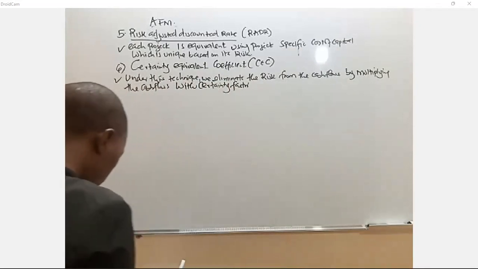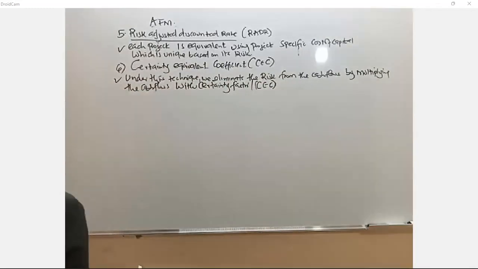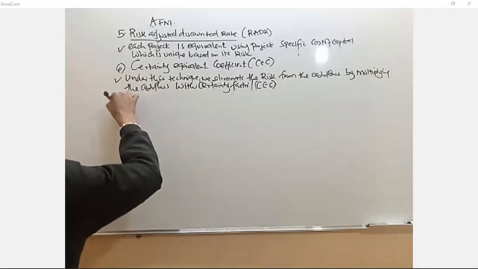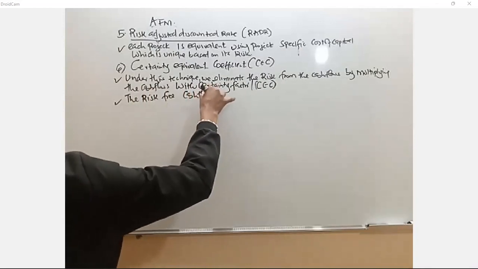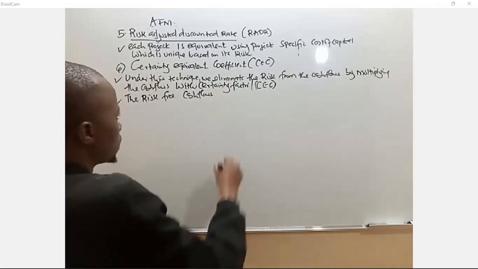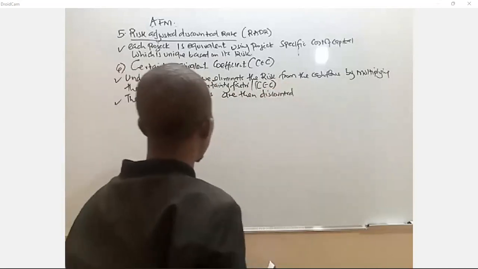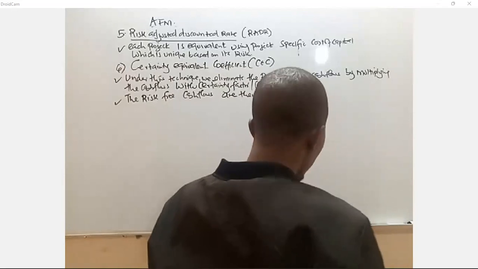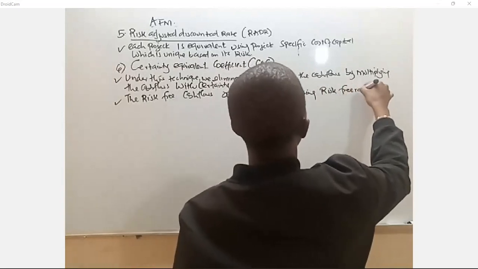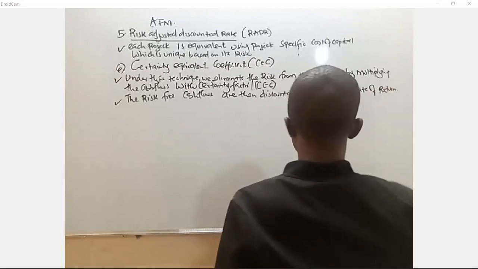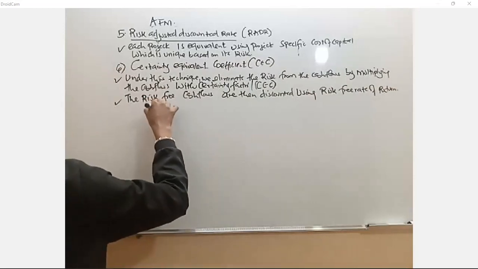With certainty factor, CEC is normally called CEC, so we can also call it the certainty factor. And we say the risk-free cash flows are then discounted using the risk-free rate of return. Remember, when you are doing all these questions, never forget the formula to get the NPV.